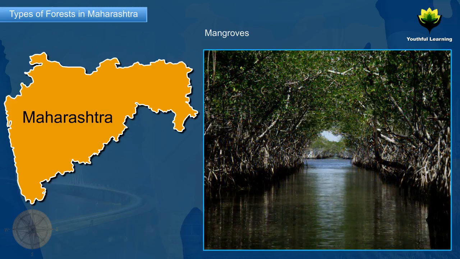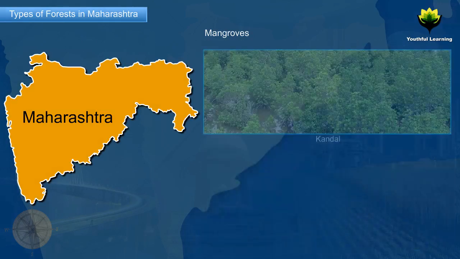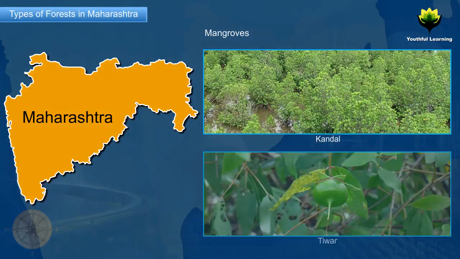Mangroves act as buffers between the land and the sea and prevent erosion. They are host to a diverse variety of vertebrates and invertebrates. Some of the mangrove trees found in the state are Kandal and Tiwar.